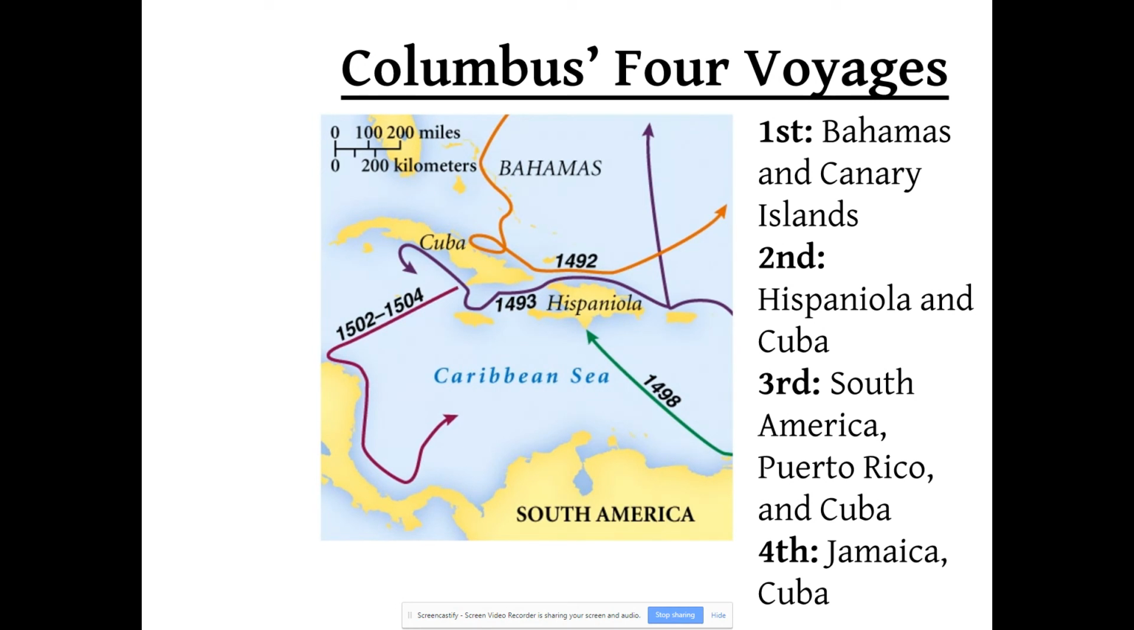In many cases, Columbus was extremely ruthless to the people that he encountered living on these islands. In 130 years, 95% of the people living in North and South America are going to be wiped out by diseases that were carried by the Europeans and from the brutality that they suffered at the hands of the people that were conquering the Americas.